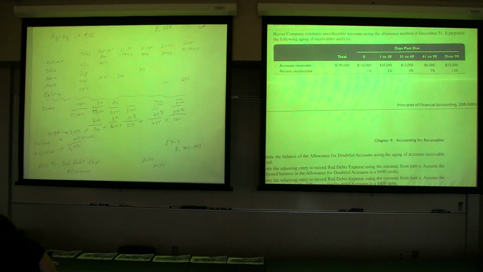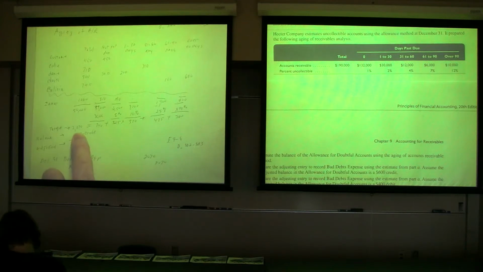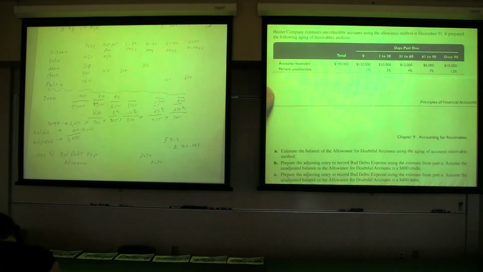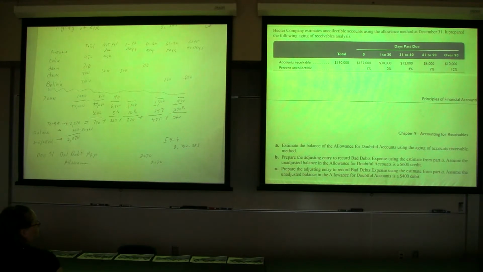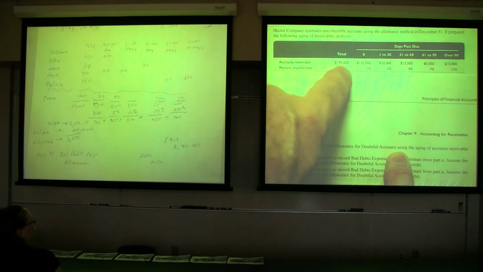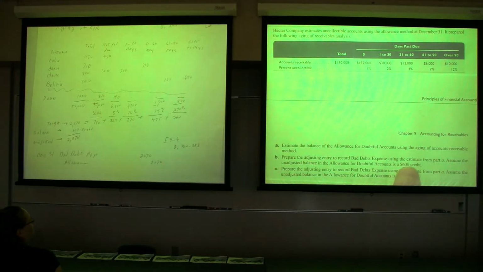estimate the balance of the allowance for doubtful accounts using the aging of accounts receivable method. This will be the balance, this 2,270. Prepare the adjusting entry and assume there was a $600 credit existing in the allowance or a $400 debit. Okay, I'll put both of those up there. Does that make sense? So first of all, how much bad debt is going to be in these accounts receivable? And then do the adjustment if there's a $600 credit in the allowance for doubtful accounts, and then if there's a $400 debit. Is everybody okay with that? All right.